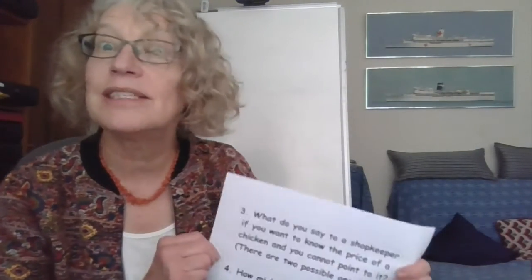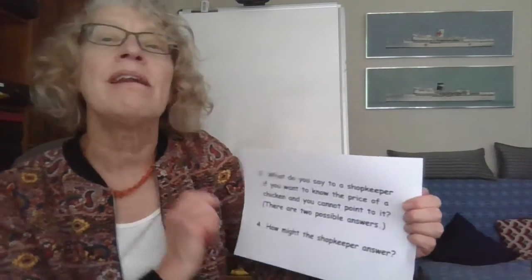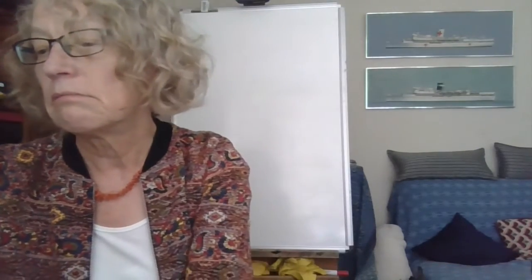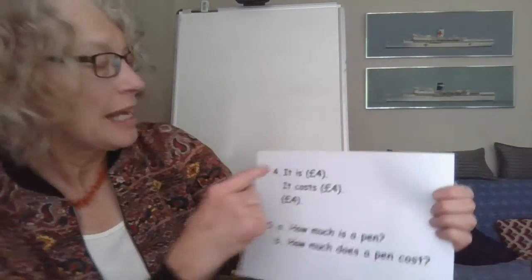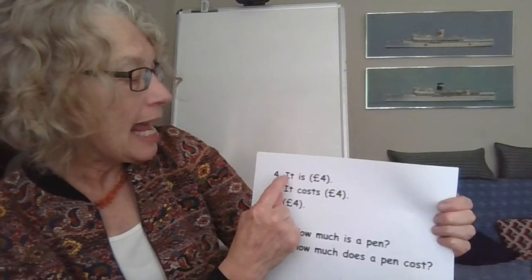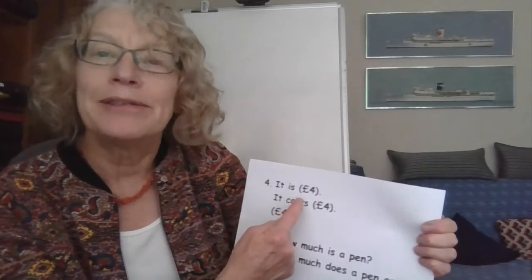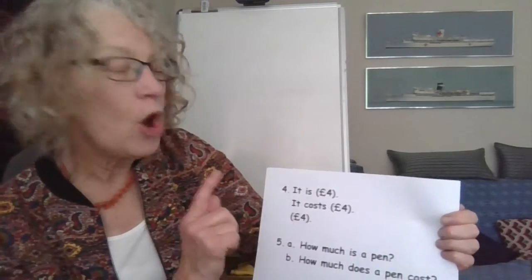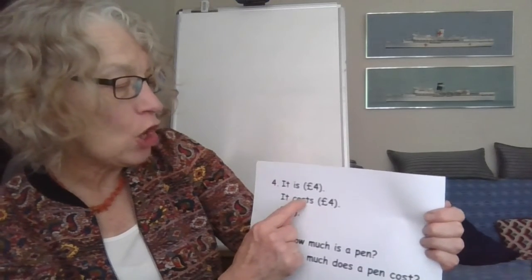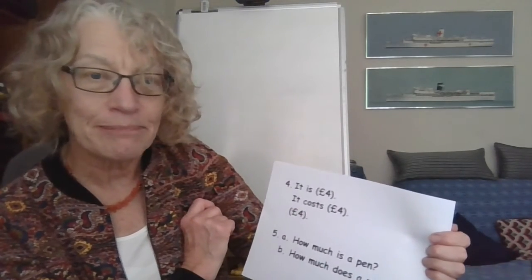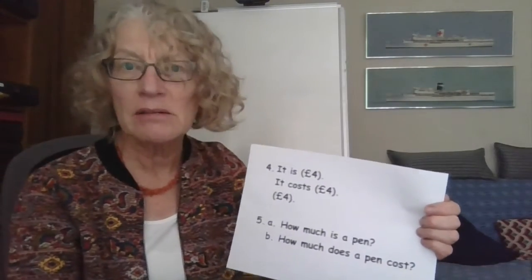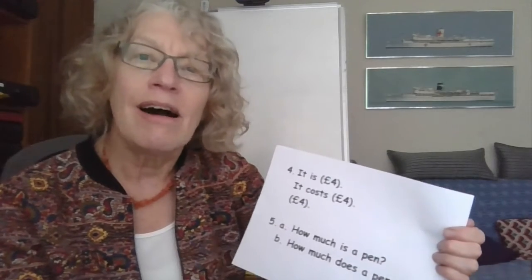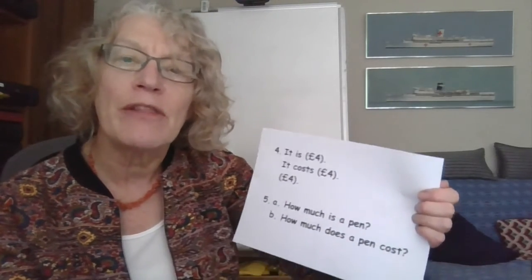Answer to question 4. This is what the shopkeeper would say to you in answer to your question. Oh, that's the wrong piece of paper. He might say, or she might say, it is, say, £4 or £3 or £5, however much. It is £4. Or they might say, it costs £4. Or they might just say £4. Depends how much time they've got. So all those answers are correct ways of answering a question about the cost of a chicken.